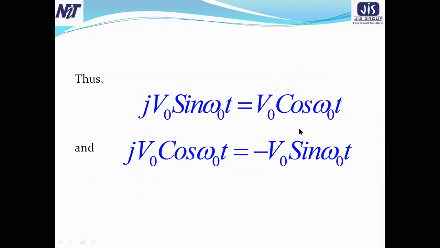Thus, we can say that J into V0 sine omega 0 t means advance the phasor by 90 degrees. So it will convert to V0 cos omega 0 t. And if we multiply J with V0 cos omega 0 t, then what will happen? Minus V0 sin omega 0 t. So the angle is rotating with the multiplication of this J.